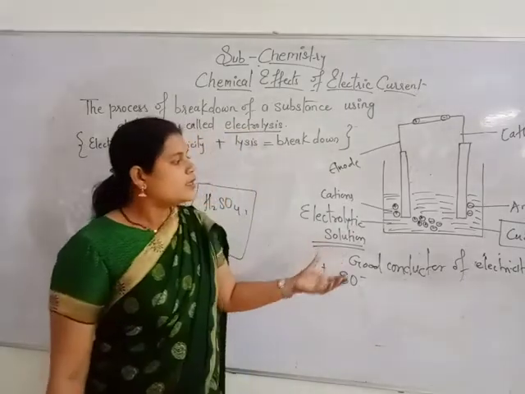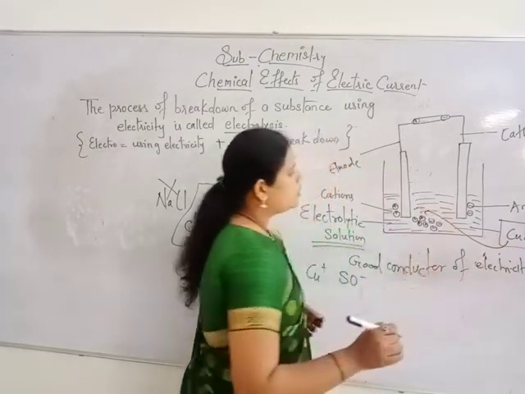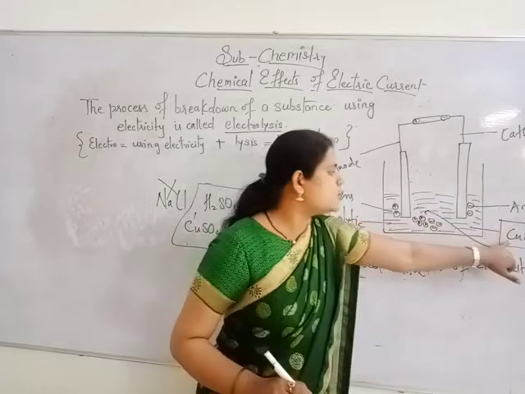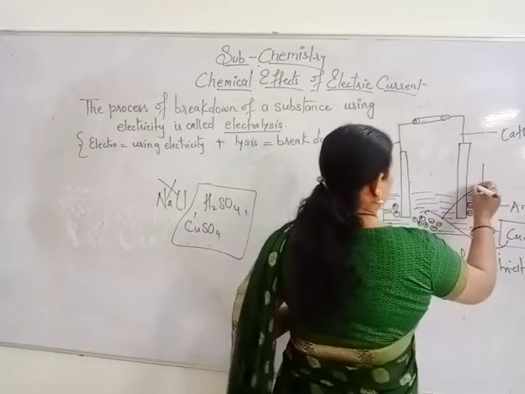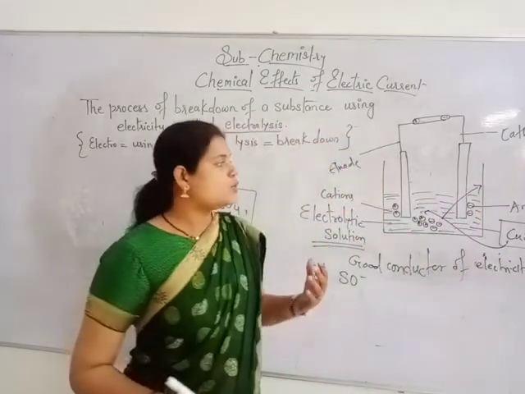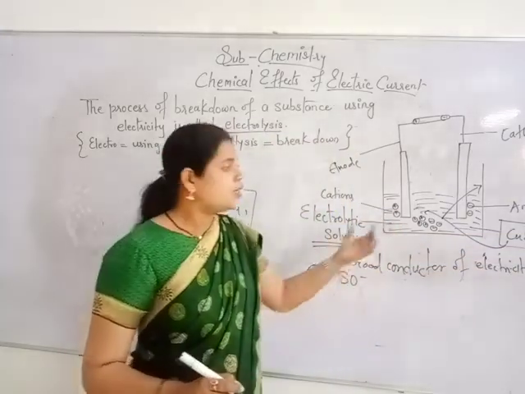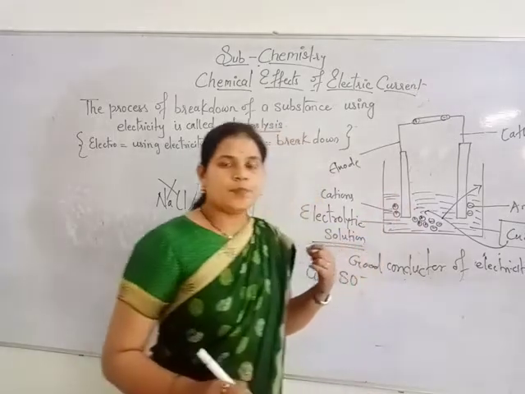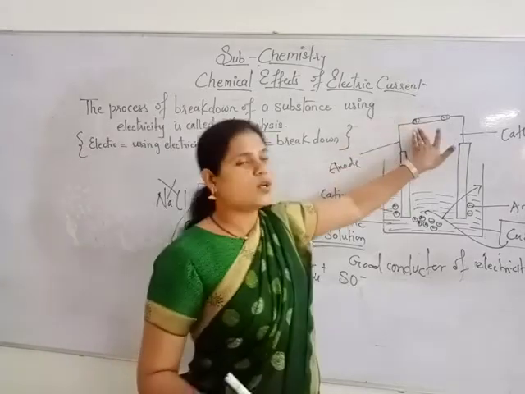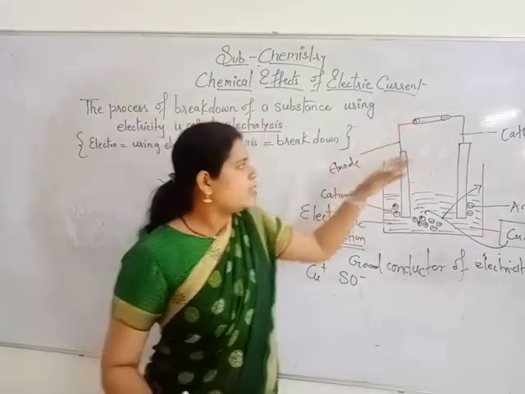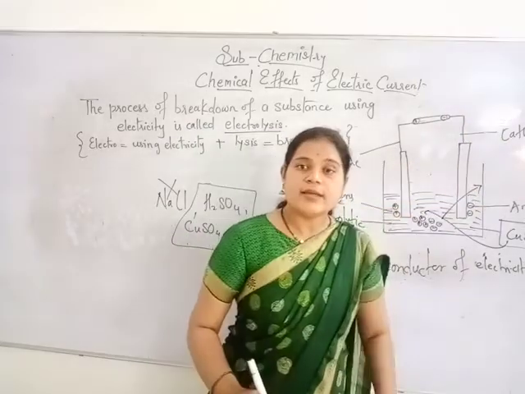Now what will happen? This Cu plus, since it has a positive charge, will move towards the cathode. And SO4 negative, which has a negative charge, will move towards the anode. The electrode connected to the positive terminal is known as the anode. The electrode connected to the negative terminal is called the cathode.